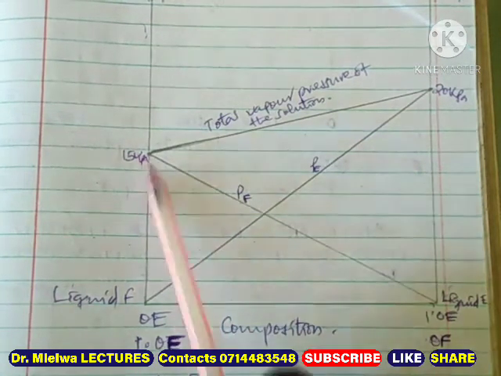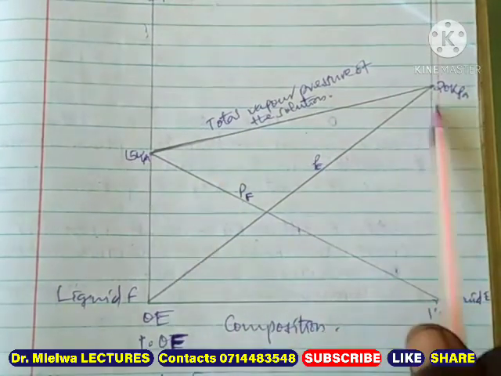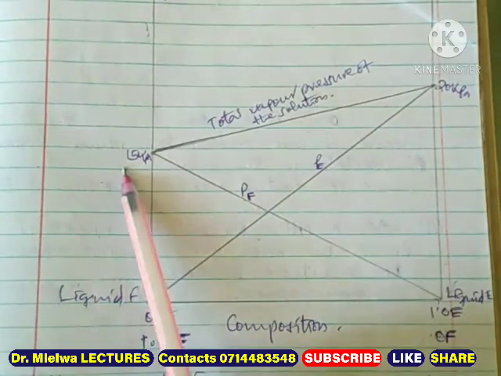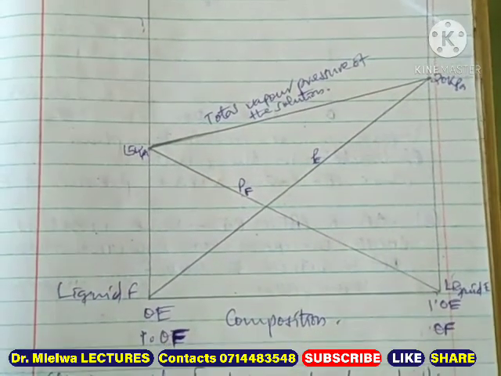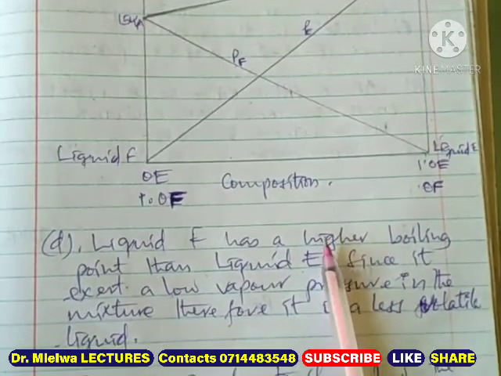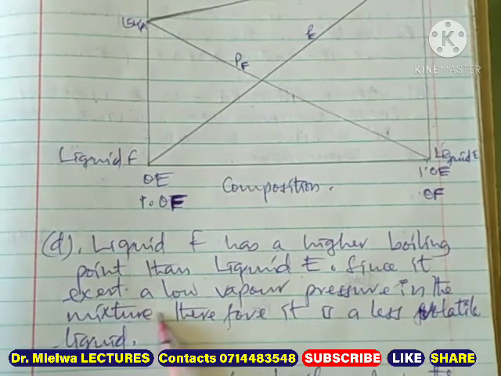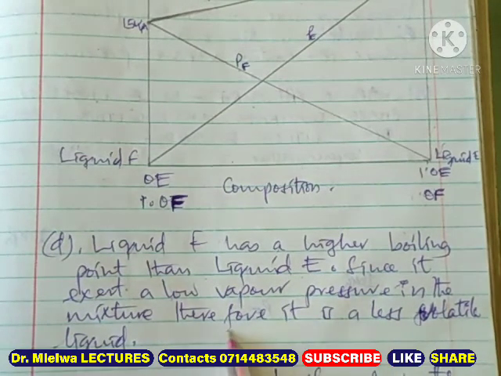Hii hapa ina higher boiling point as compared to this. This has a higher boiling point. So liquid F has a higher boiling point than liquid E, since it exerts a low vapor pressure in the mixture, therefore it is less volatile.